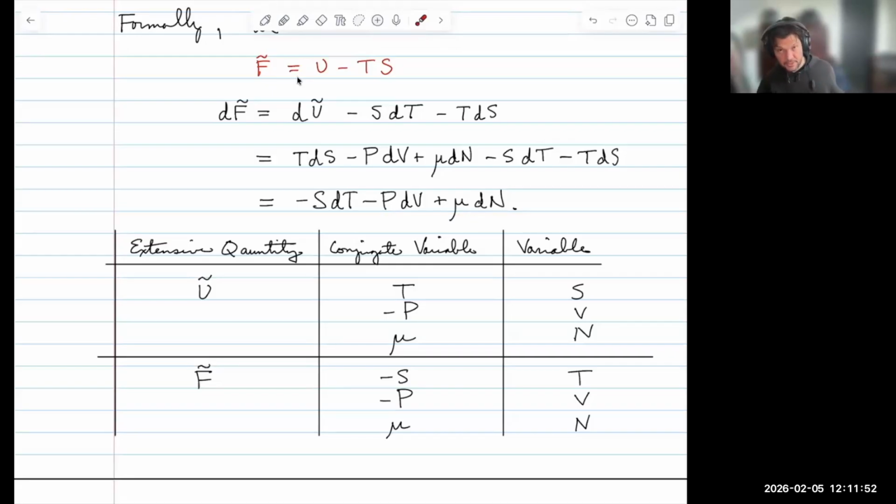Why is this useful to us? Well, it may be useful to us because we may think about this experimentally. Is it possible to control the entropy and the volume and the number of moles? Well, I know how to control the volume in an experiment, and I think I know how to control the number of moles in an experiment, but I don't know anything about how to control the entropy in an experiment.